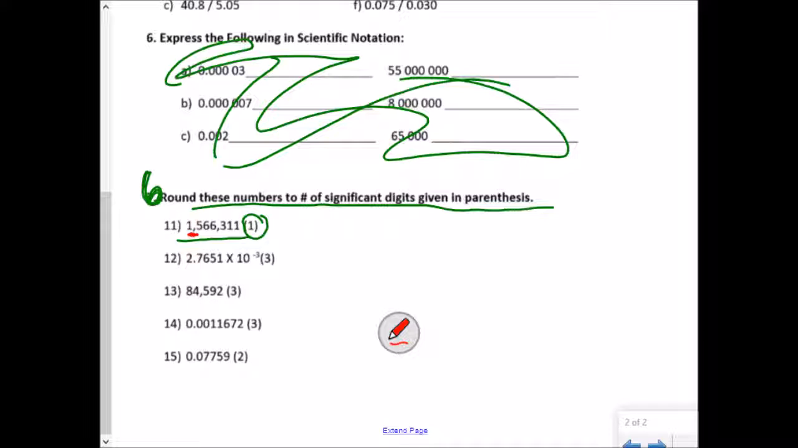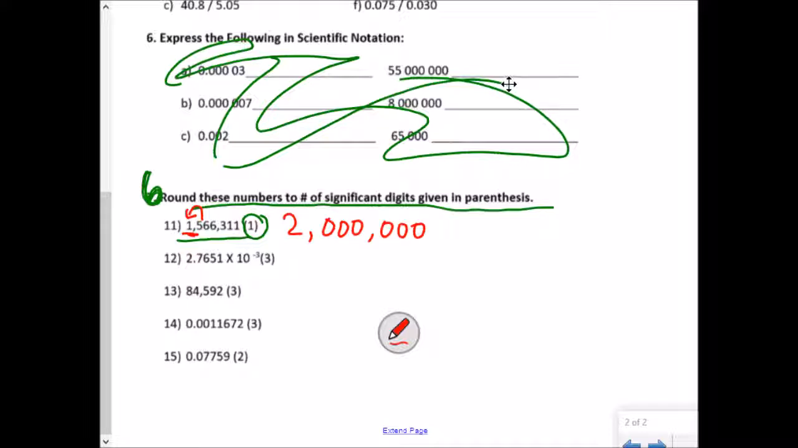So, starting at the left there, that 1. Do I round it up or leave it alone? Round this one up, so that's a 2. So then we have to do what with the rest of the number? Add in those filler zeros.